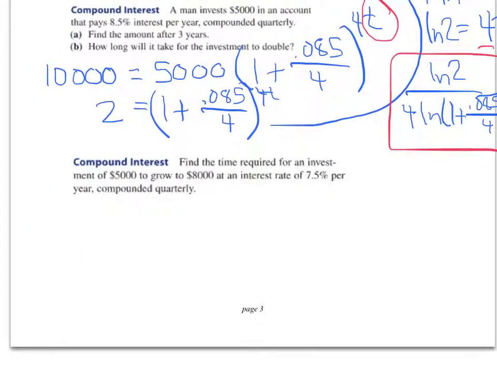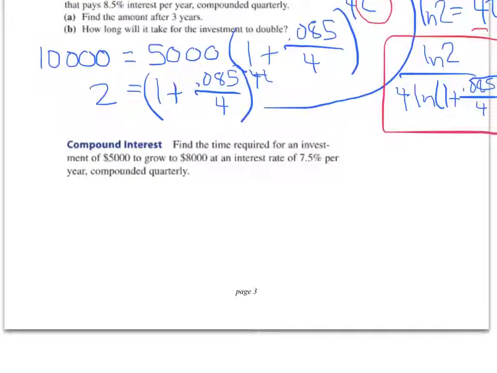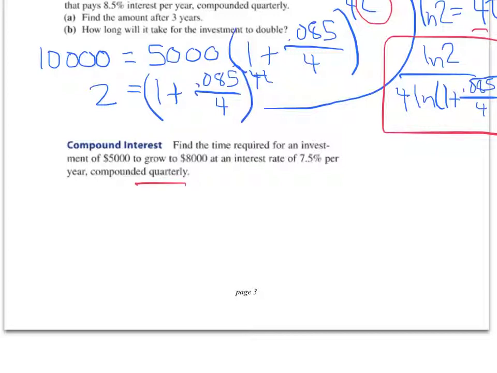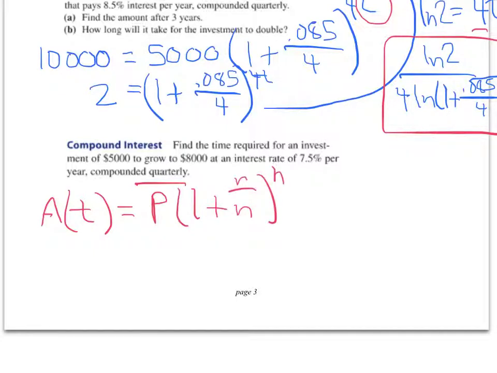The last problem is similar. We want to find the time required for an investment of $5,000 to grow to $8,000 at the interest rate of 7.5% per year, compounded quarterly. So we have quarterly compounding, so our formula is A of t is equal to P times 1 plus r over n to the n times t.